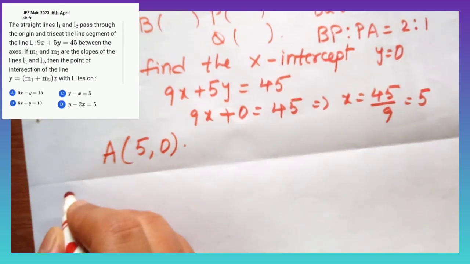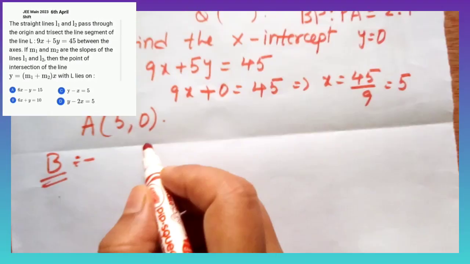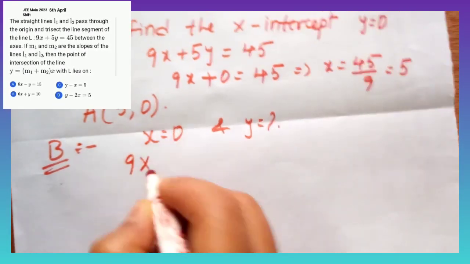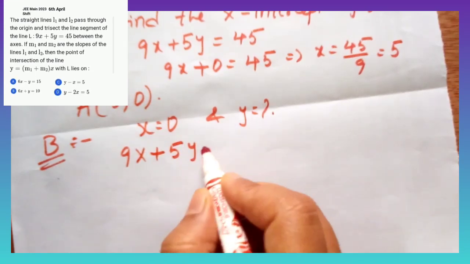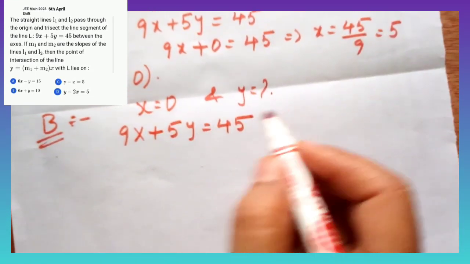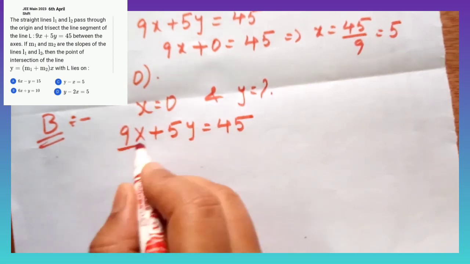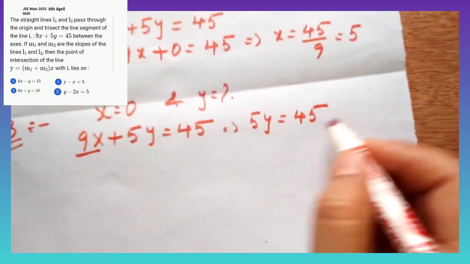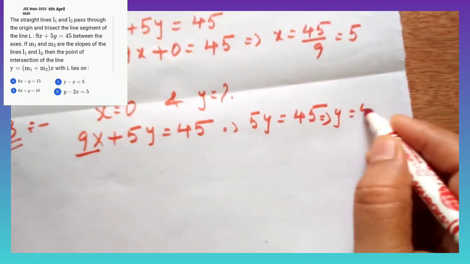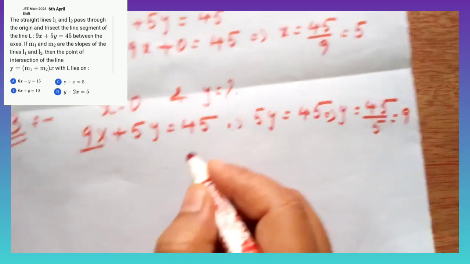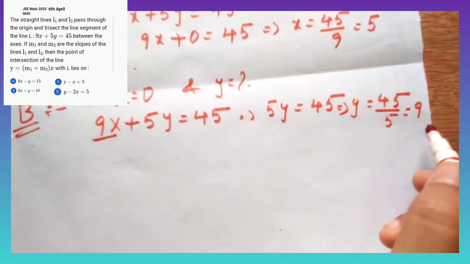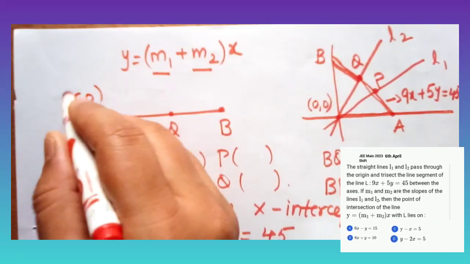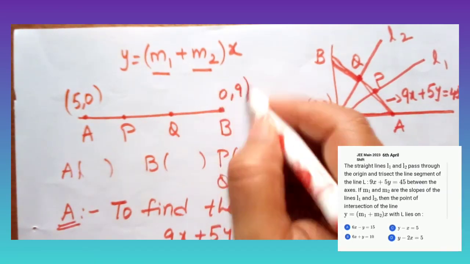Similarly, try to find B. B is on the y-axis. To find the y-intercept, plug in x = 0. The equation 9x + 5y = 45: 9 times 0 is 0, plus 5y equals 45. So y is equal to 45 by 5, which is 9. So x is 0, y is 9. So our B point is (0, 9). A point is (5, 0). B point is (0, 9).